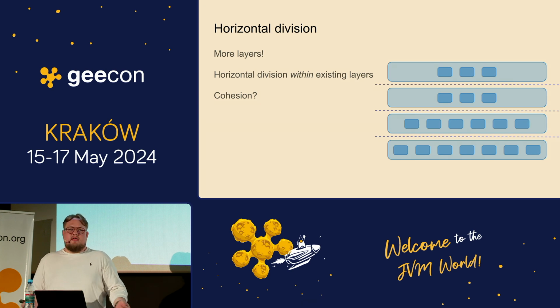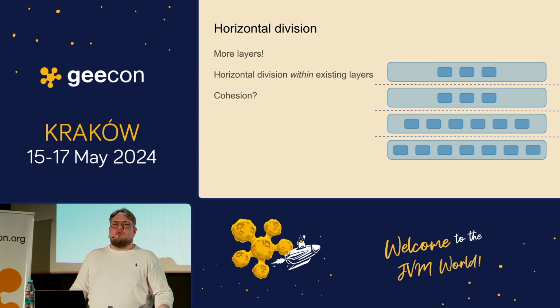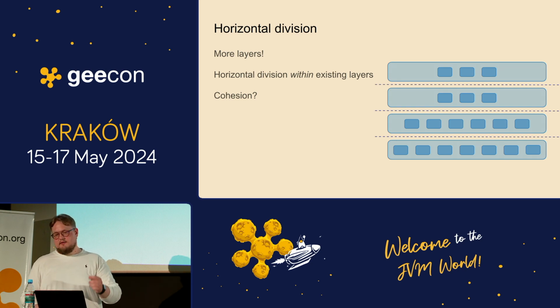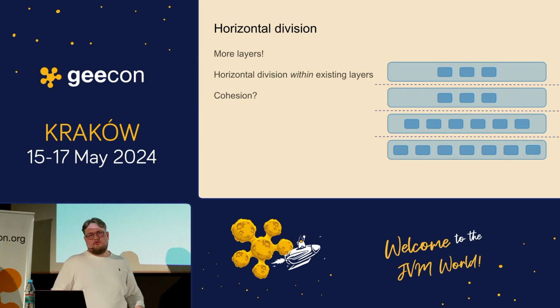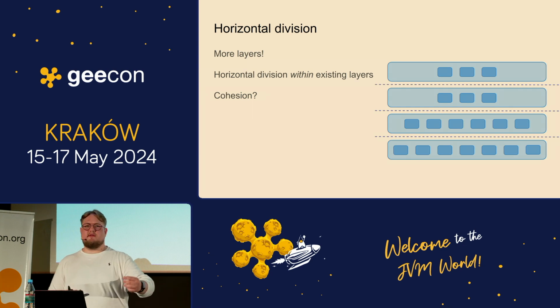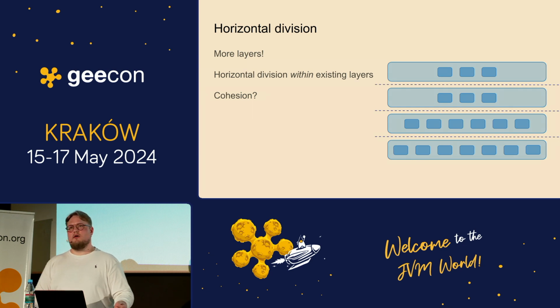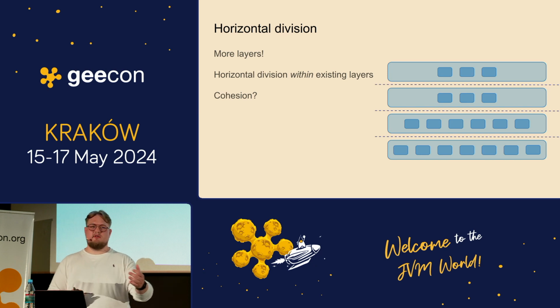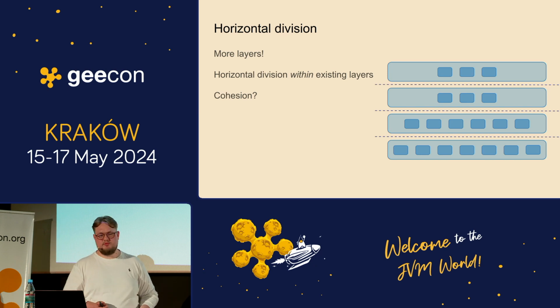So the first thing that comes to mind is let's just add more layers, right? What's the problem with that? There's not a lot of a problem, really. The issue is that we very quickly run into the issue of how to fit more layers in there while still preserving this approach that we have this direction of dependency from top to bottom.